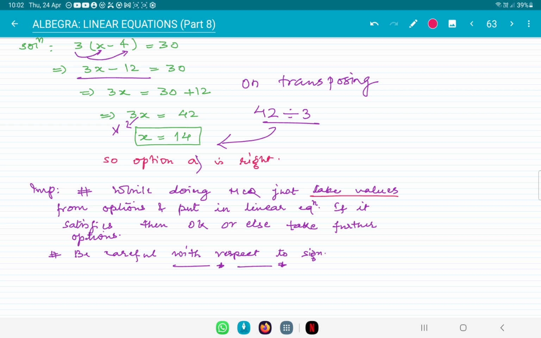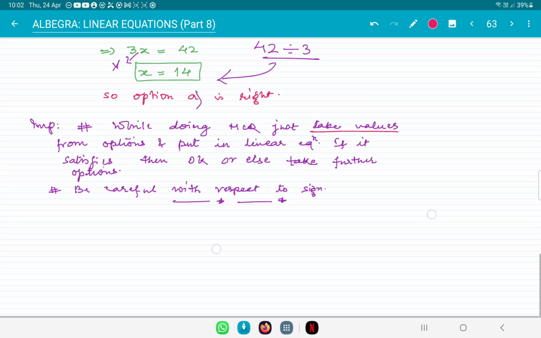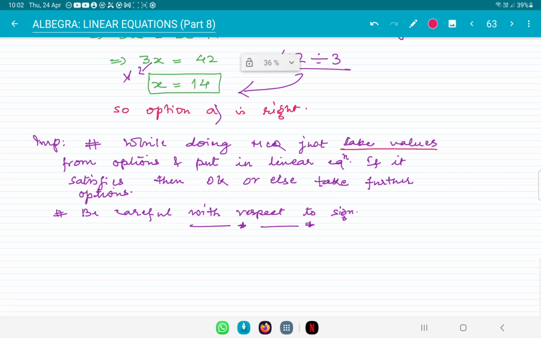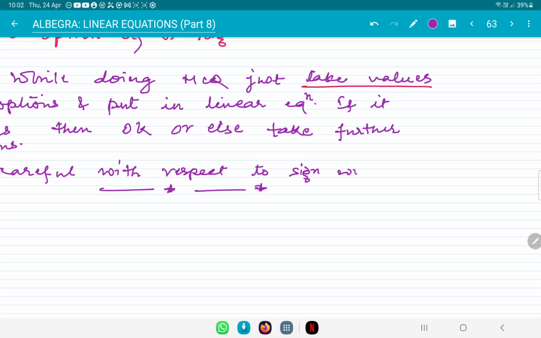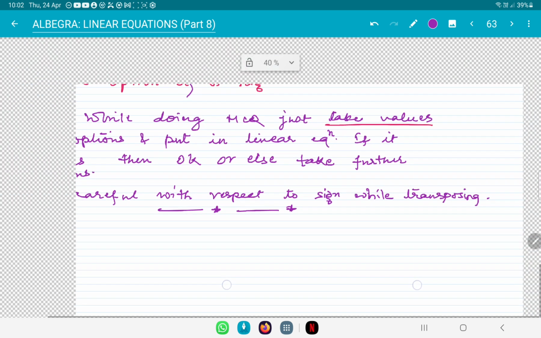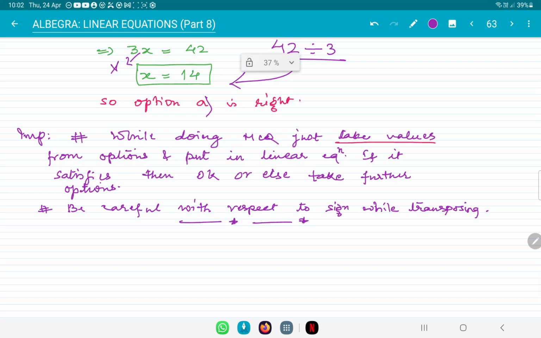The second important point is to be careful with respect to sign while transposing, which means when your values go from left to right, or vice versa also.